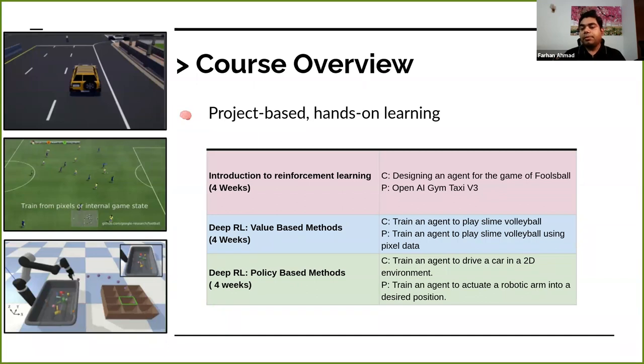So the classroom problem will be trying to solve slime volleyball using the data that we get as vectors. And the take-home problem will be where you will solve the same problem but using pixel data. And then in the last 4 weeks, we will move on to even more challenging problems where we'll train an agent to drive a car, which is like a video game, but you are trying to learn to drive the car in two-dimensional environments. This will be the classroom project.